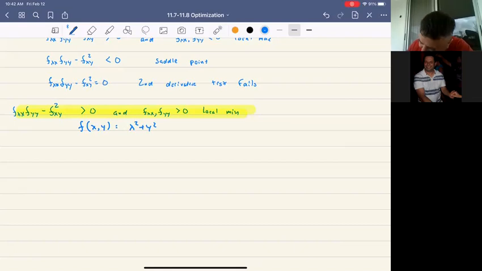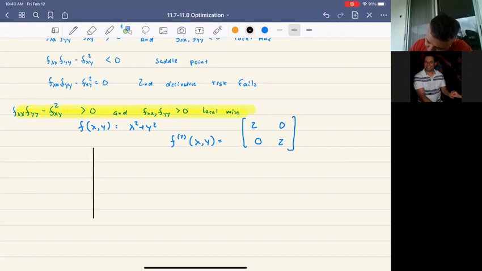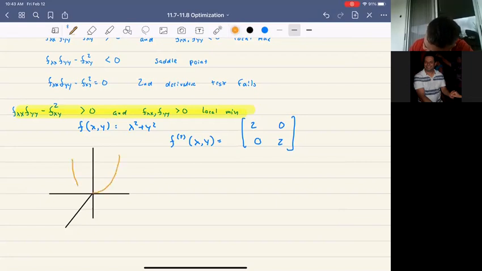Okay, in this case, the second derivative of f is going to be [2, 0; 0, 2]. And our graph looks effectively like so, right? So we have this minimum at the bottom.